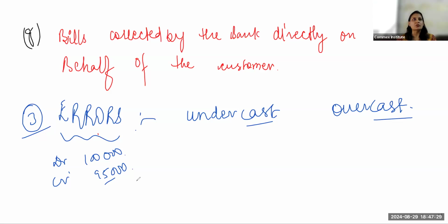He wrote it as 5,000. So what happened? He wrote it as 500. 5,000 तो ठीक होता ना. 5,000 अगर इसने balance किया होता, 5,000 debit balance, तो ठीक होता. But उसने क्या कर दिया? एक zero को omit कर दिया.